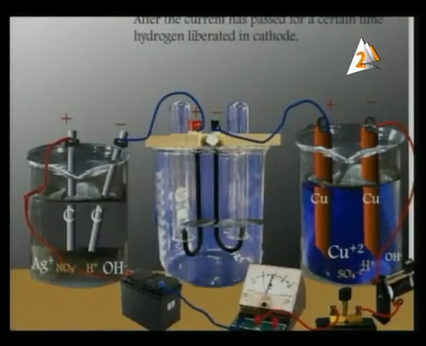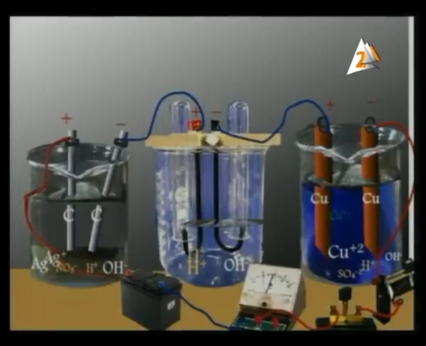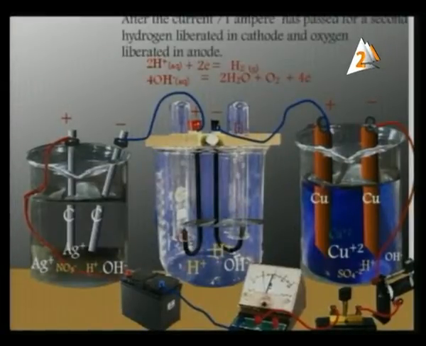After the current has passed for a certain time, hydrogen is liberated at the cathode. Why here? Here we say silver nitrate will be decomposed or ionized into Ag positive and NO3 negative. Ag will travel directly to the negative one. Oxygen will arrive at the positive one. What about the other side? On the other side, we have copper here that makes what? That makes a loss of electrons and it changes into what?